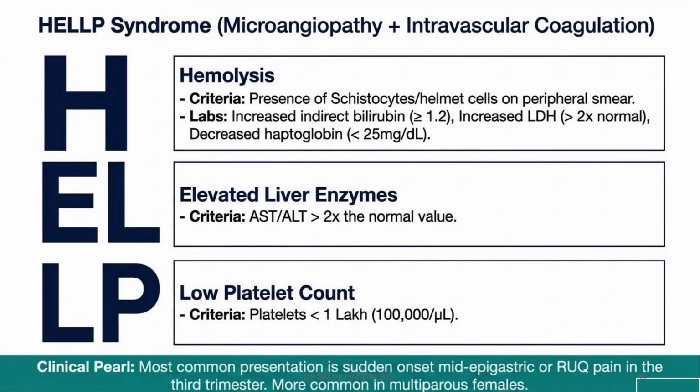Indirect bilirubin will be increased, LDH will be increased, haptoglobin will be decreased. Liver enzymes are more than 2 times the normal. Low platelet count, less than 1 lakh. All these are the criteria for the HELLP syndrome. The most common presentation is sudden onset of mid epigastric pain or right upper quadrant pain in the 3rd trimester, and this is most common in multiparous females.